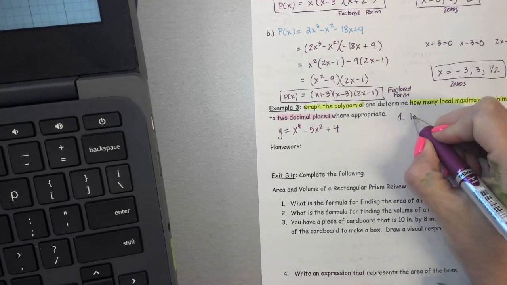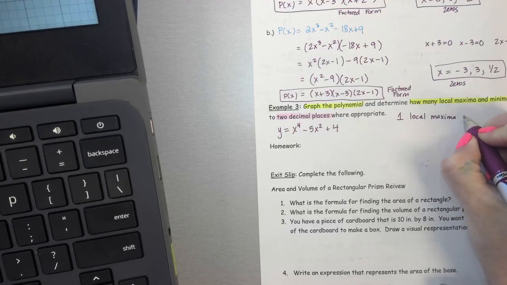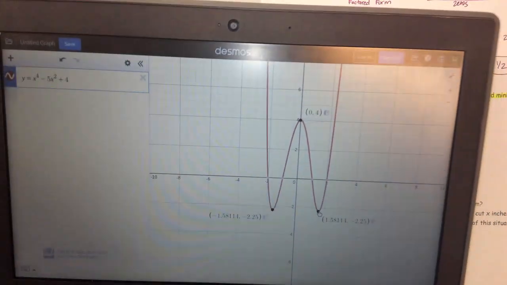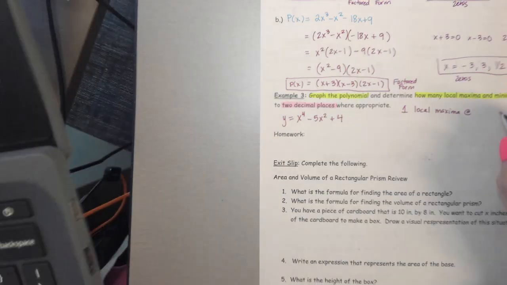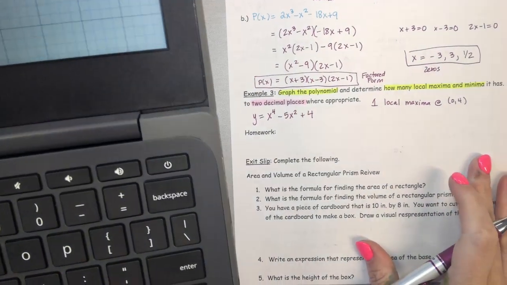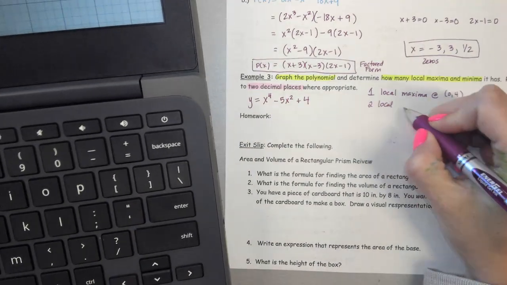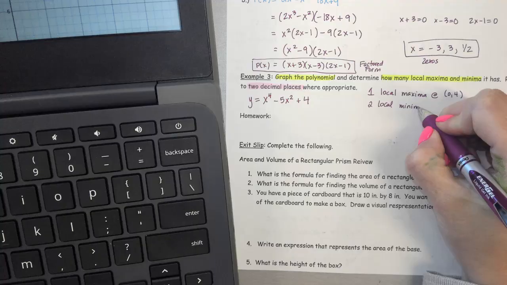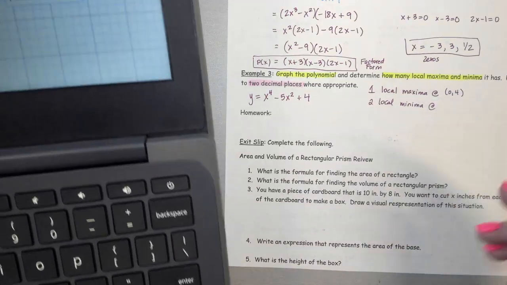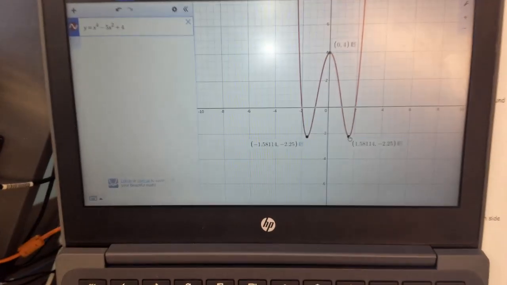So you have one local maxima at, and we can all see that that is 0, 4. I'm just going to write this out so you can see the format. And then you would say there are 2 local minima at, and we're just going to write those as points. I'll keep that up for you so that you can round appropriately.